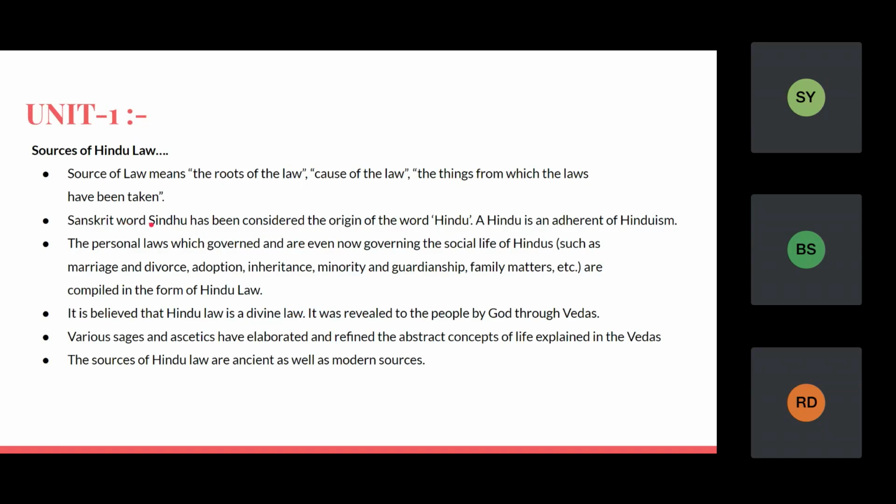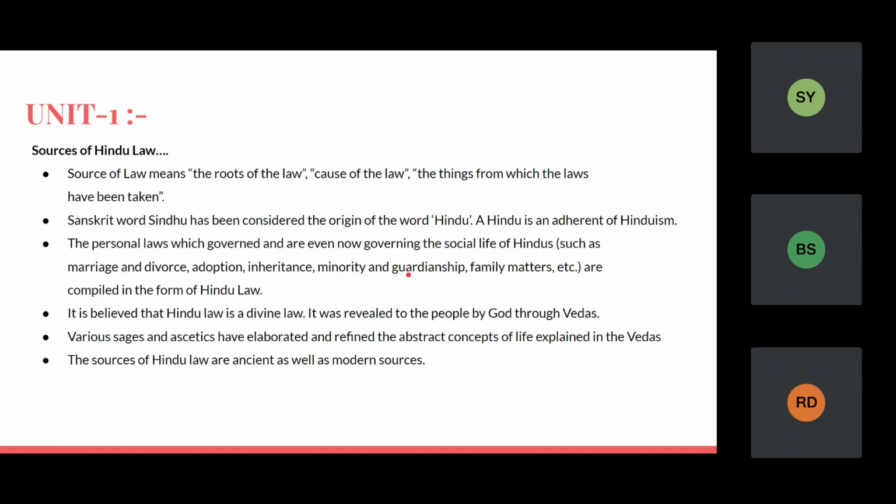The term Hindu originated from the Sanskrit word Sindhu, and with the passage of time it got the term Hindu. So, who is actually a Hindu? A Hindu is a person who follows Hinduism. What do you think are personal laws? Personal laws govern matters such as the social life of Hindus. Social life in the sense which deals with marriage, divorce, adoption, inheritance, guardianship, and other such family matters.